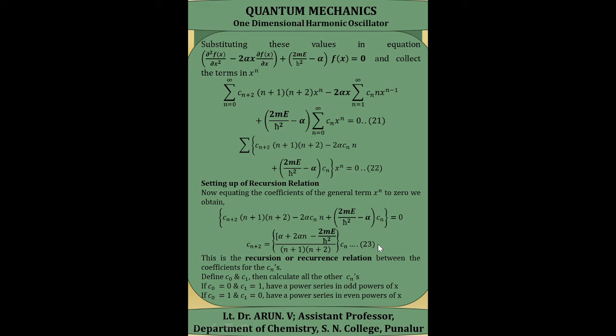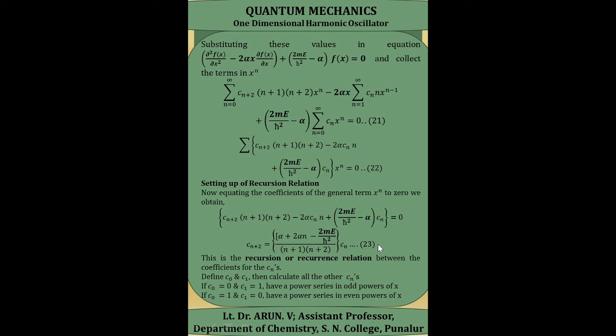Substituting these values in the equation, that is ∂²f(x)/∂x² minus 2αx ∂f(x)/∂x plus (2mE/ħ² minus α) f(x), and collecting the terms of x raised to n, that is, on substitution: the summation of n equals 0 to infinity of c_(n+2)(n plus 1)(n plus 2) x raised to n, minus 2αx times the summation of n equals 1 to infinity of c_n n x raised to n minus 1, plus (2mE/ħ² minus α) times the summation of n equals 0 to infinity of c_n x raised to n, equals 0. On rearranging this, the summation of [c_(n+2)(n plus 1)(n plus 2) minus 2αn c_n plus (2mE/ħ² minus α) c_n] x raised to n is equal to 0.